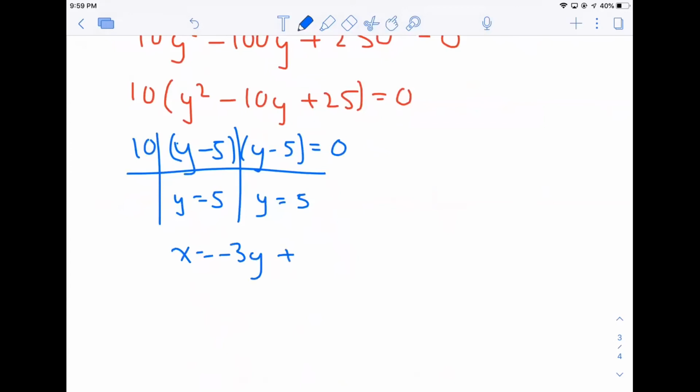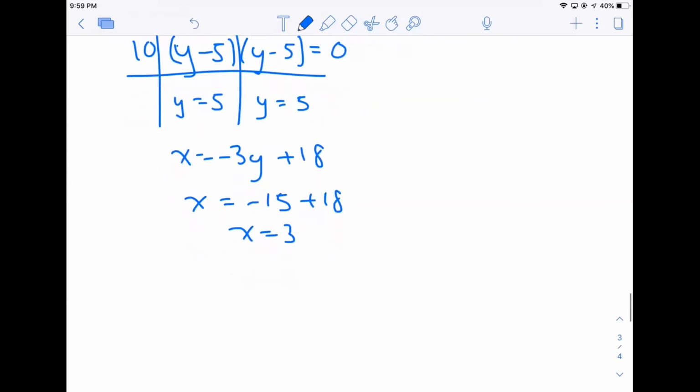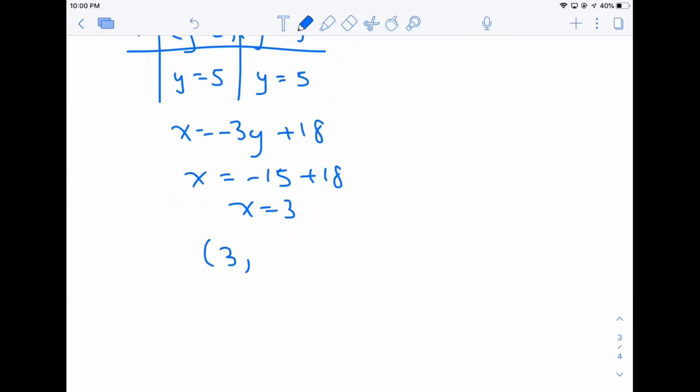Negative 3y plus 18. Plugging in that 5, I get x equals negative 3 times 5. That's negative 15 plus 18. And now I get the x value. So our solution is (3, 5).